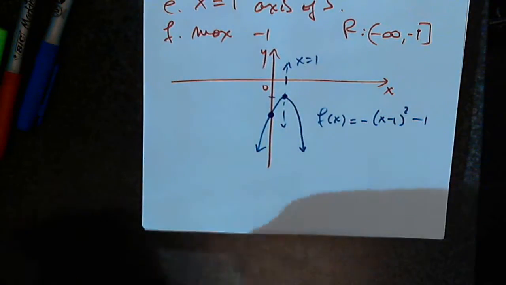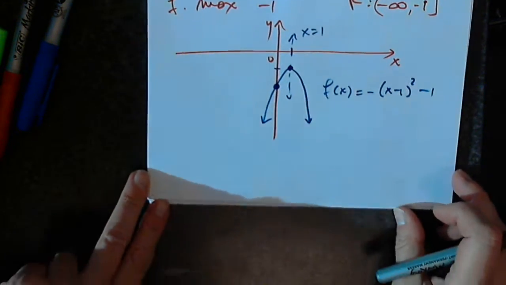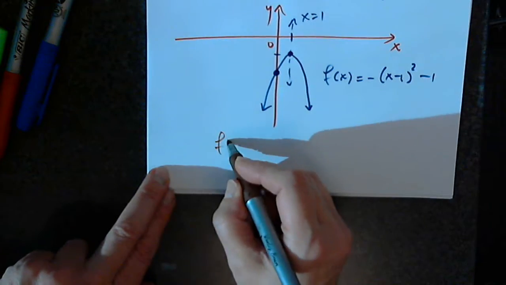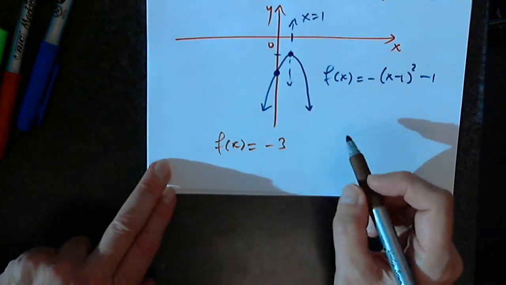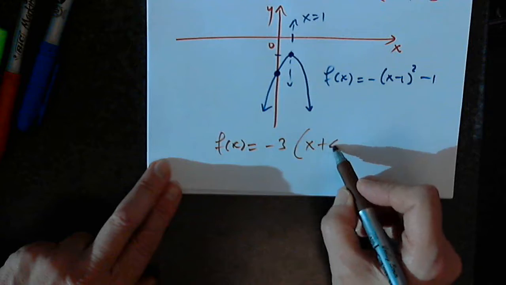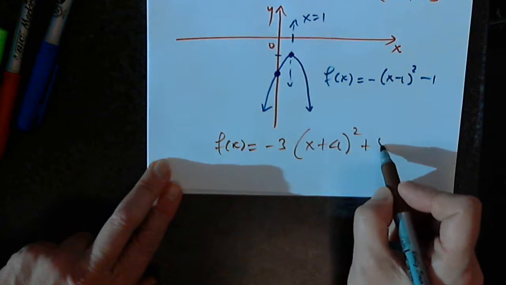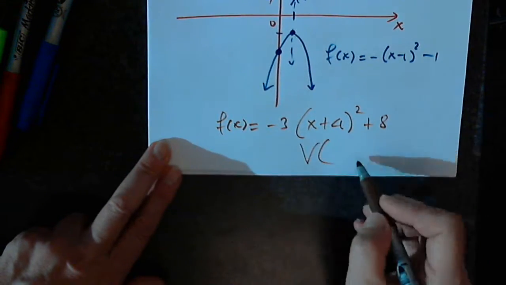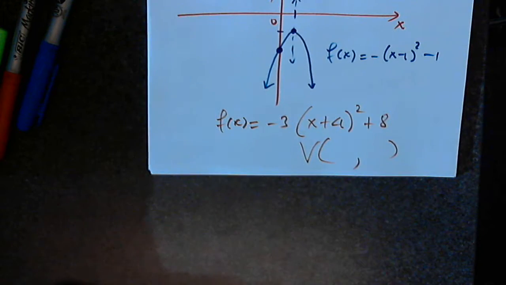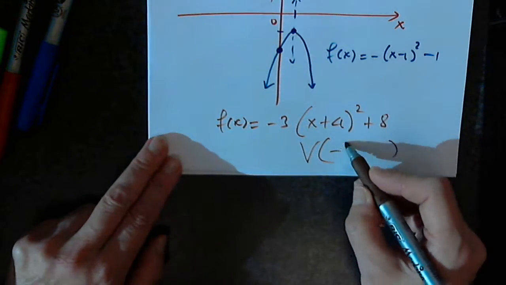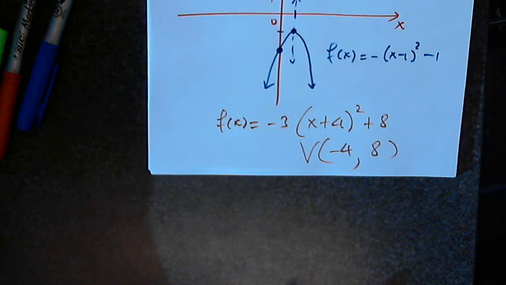Now, I just want you to identify the vertex on a couple of problems. So let's say I have f of x equals negative 3 times x plus 4 squared, plus 8. I just want you to identify the vertex for me. Negative 4 and 8. Very good. Do you all agree with negative 4 comma 8? Why is it negative? Because the formula has x minus h.